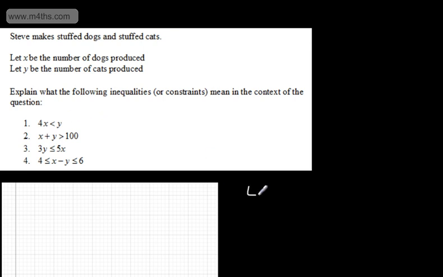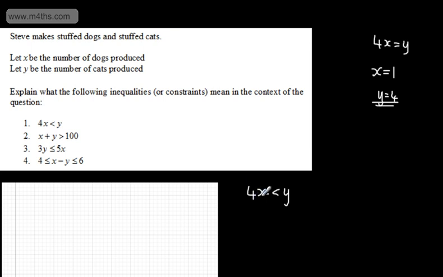And just think about this now. 4x is strictly less than y. So the number of cats must be more than 4 times the number of dogs. Again, if you put a number in here, let's say that x was equal to 1, and we had now that 4x was equal to y, then this would give us that y was equal to 4. And you can see right now that we have the inequality correct.